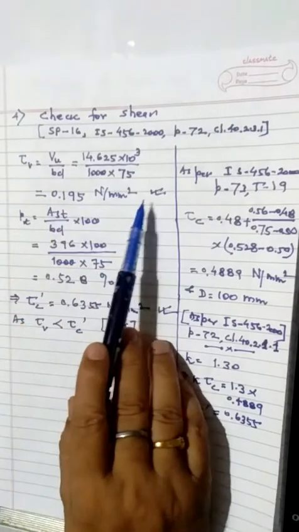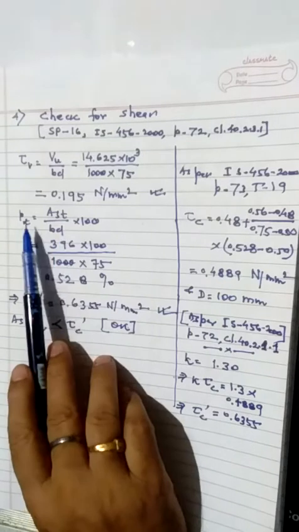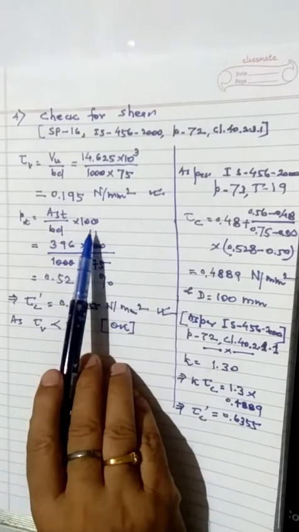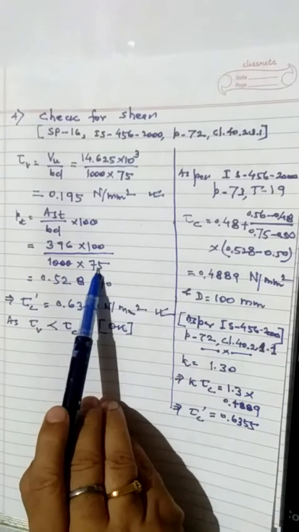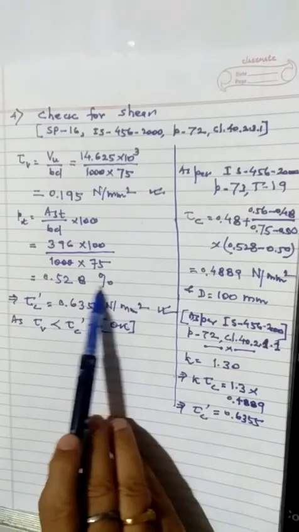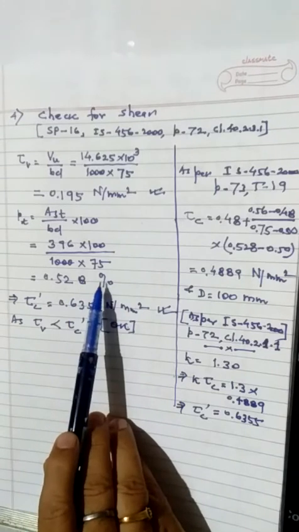Now for this we need the percentage of actual steel in the slab. So PT is AST by BD into 100. So 396 into 100 by 1000 into 75. So we get 0.528% of the steel area in the slab.